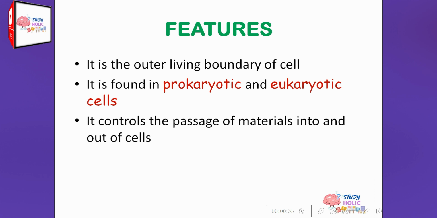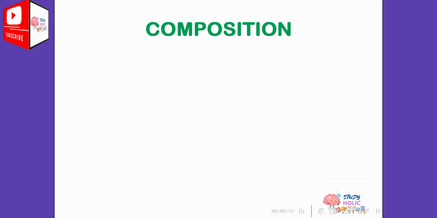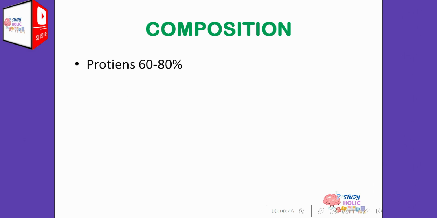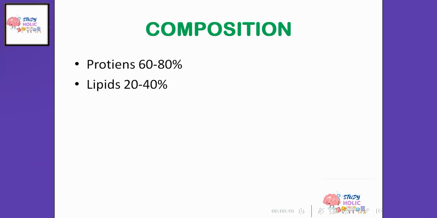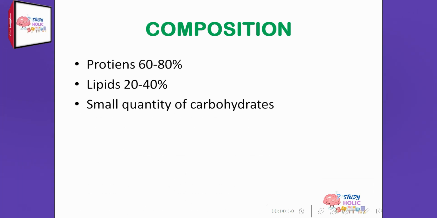Now let's have a look at the composition of the plasma membrane. Basically, the plasma membrane has three main components, which are proteins, lipids, and a small quantity of carbohydrates. The protein makes up the majority of the plasma membrane.